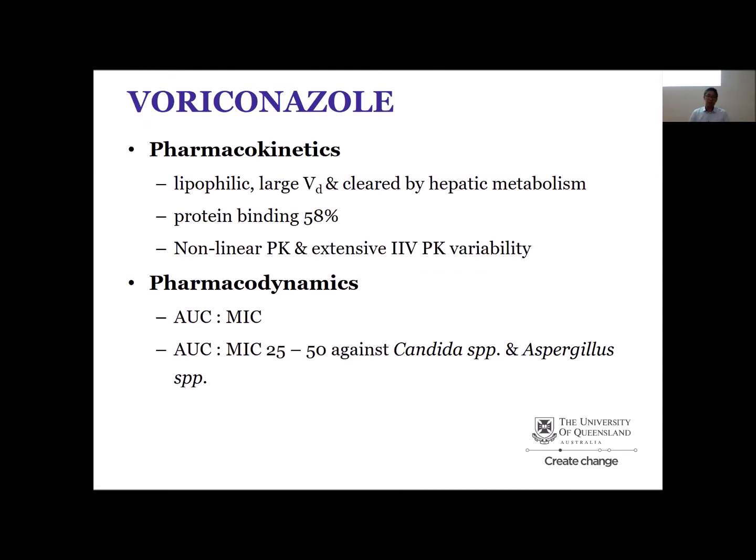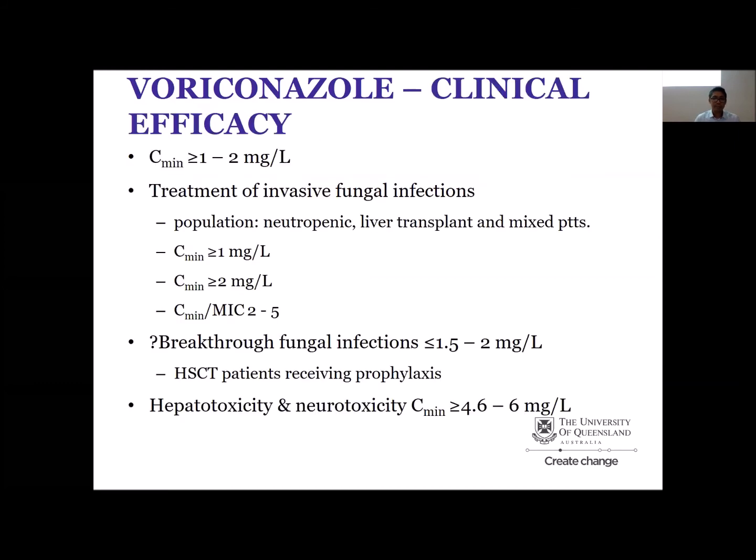Voriconazole. For voriconazole, it's interesting. It's lipophilic, large VD, and cleared by hepatic metabolism. Protein binding is about 58%, and it demonstrates nonlinear PK and extensive inter-individual PK variability. AUC over MIC predicts voriconazole activity. The value is between 25 to 50. But the value that we believe you should target for clinical efficacy is a Cmin of 1 to 2.